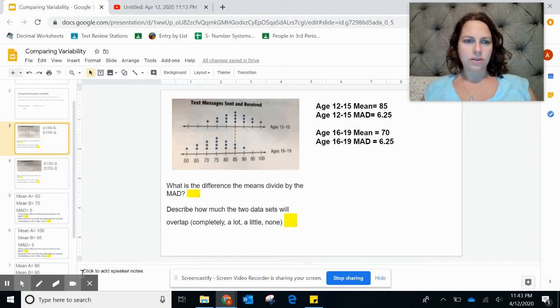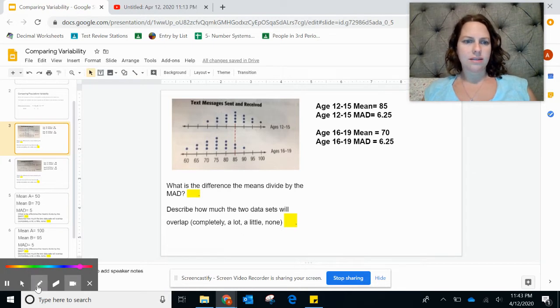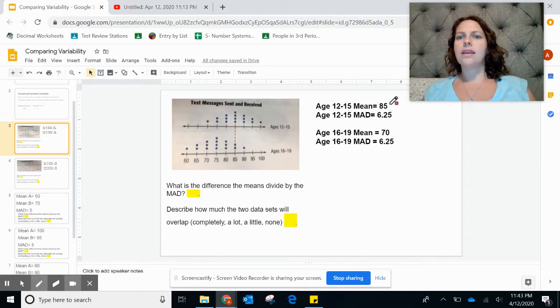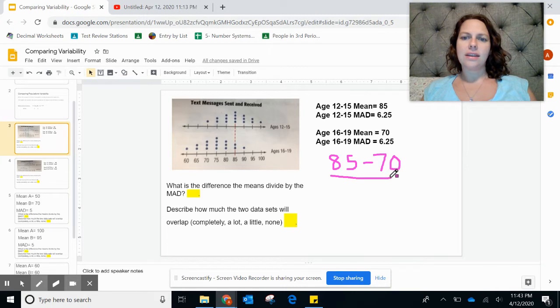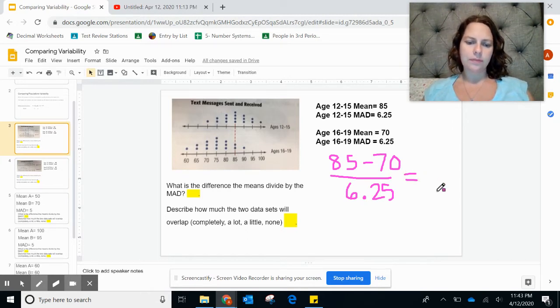Okay, so now to do the difference of the means divided by the MAD, we are going to take the two means, the bigger one, 85, minus the smaller one, so minus 70. That's how I'm going to find the difference of the means. And then I'm going to divide that by the MAD, which again should match. So divided by 6.25. Go ahead and write that on your paper and use your calculator real quick to figure it out. I'll give you a second while I use mine.